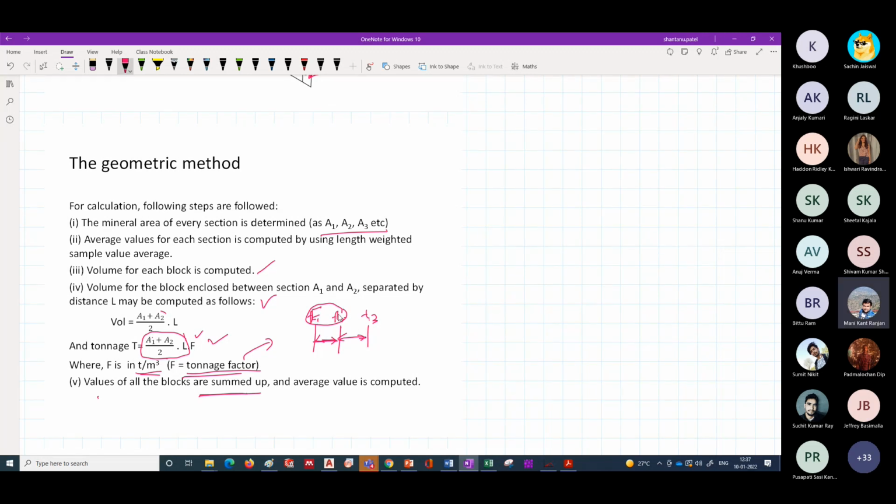Sir, how is the tonnage factor calculated for each of them? You have to take the sample to the lab, right, to estimate the quantity of ore there. So when you dig the boreholes, you take the sample out for the analysis. Yes, sir, got it.